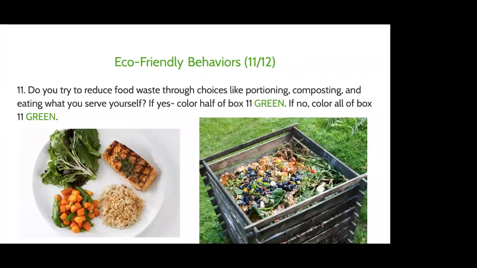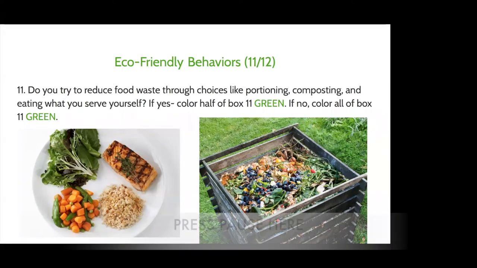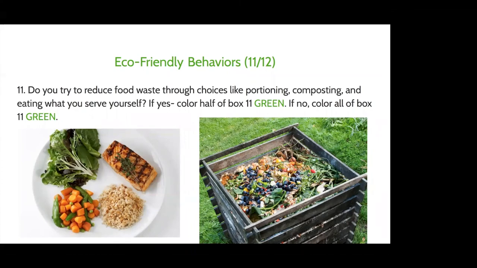Number 11, do you try to reduce food waste through choices like portioning, composting, and eating what you take? If yes, color half of box 11 green. If no, color all of box 11 green. So things like portioning, only taking what you know you're going to eat, eating what you take, and then composting food, all of those count as reducing your food waste. So if you do things like that, color half of box 11 green. If not, if you notice that there's a lot of wasted food in your household and in the trash can at home, color all of box 11 green. We'll talk later about ways we can reduce our food waste.